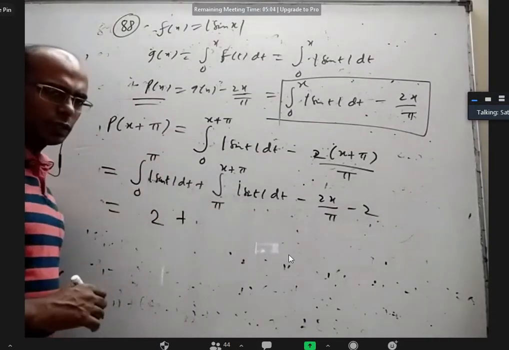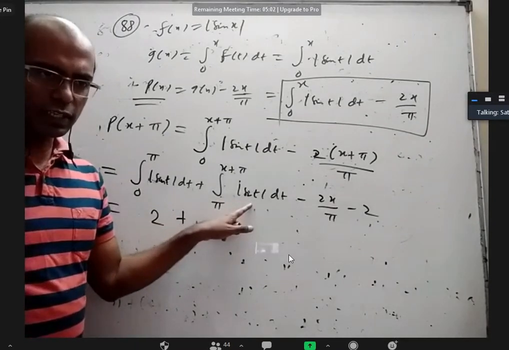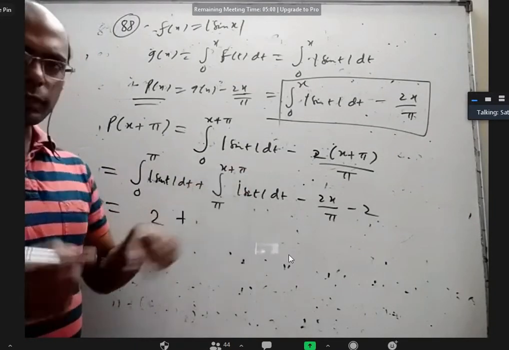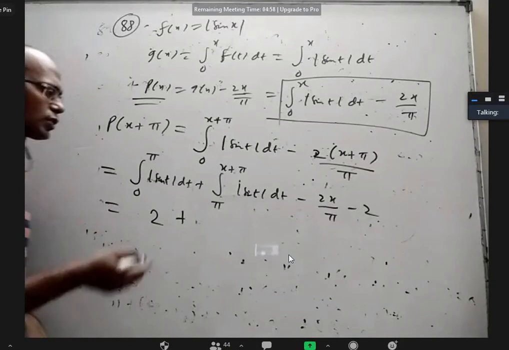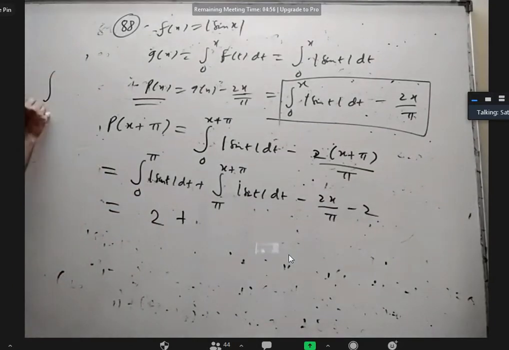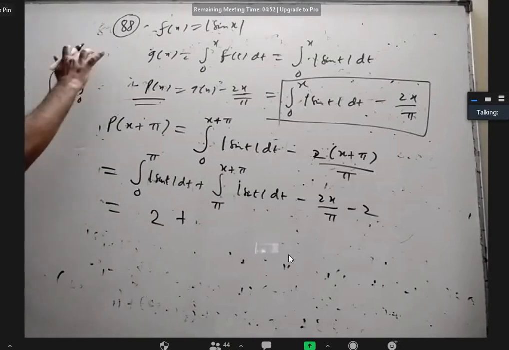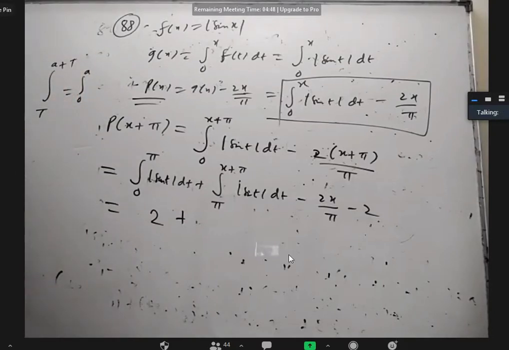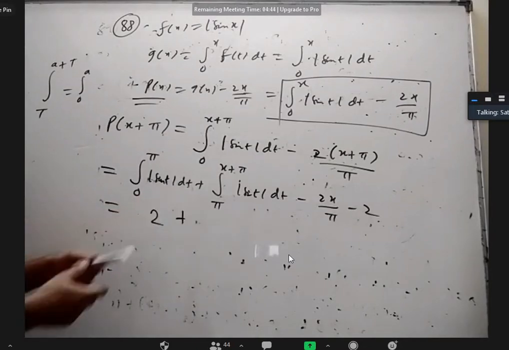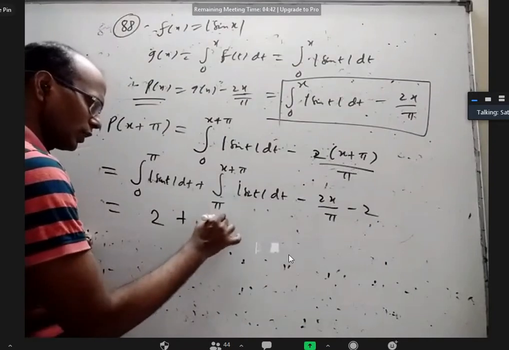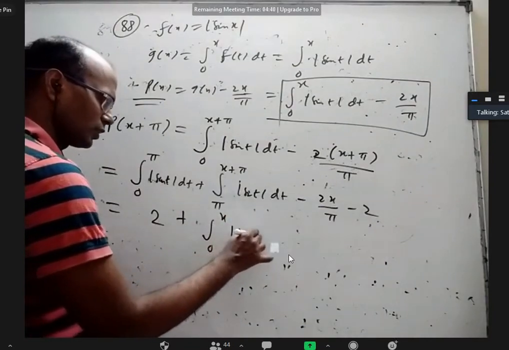Coming to this, because for mod sin t the periodicity is pi, pi to x plus pi can be written as 0 to x. Just today I told you about this formula. What is that? The integral from a to a plus T can be written as 0 to T. All of you remember this in the morning class in the other campus? Yes, sir. So I'm going to write this as 0 to x mod sin t dt.